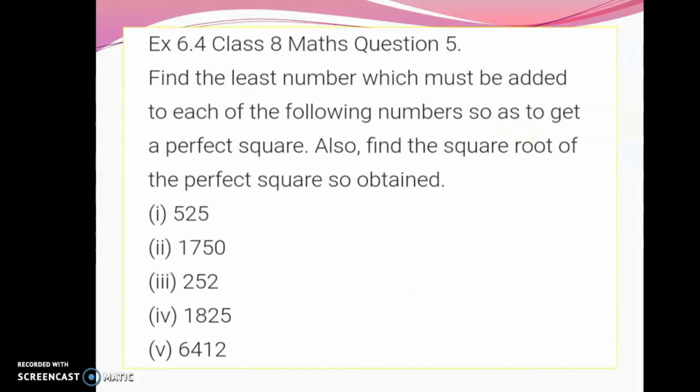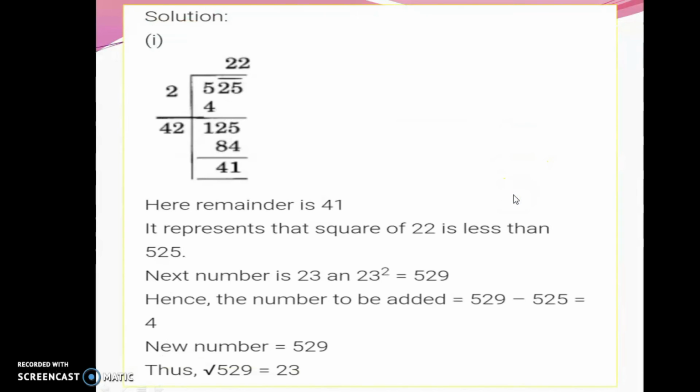Now children, we will start question number 5. This is, find the least number which must be added to each of the following numbers so as to get a perfect square. Also find the square root of the perfect square so obtained. First part is 525. Children, we will find its square root by division method.